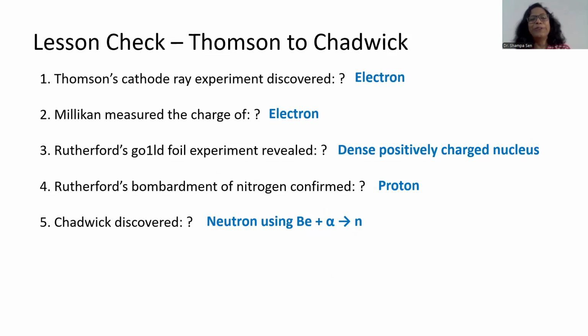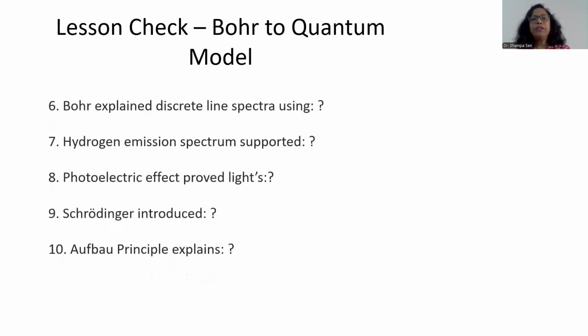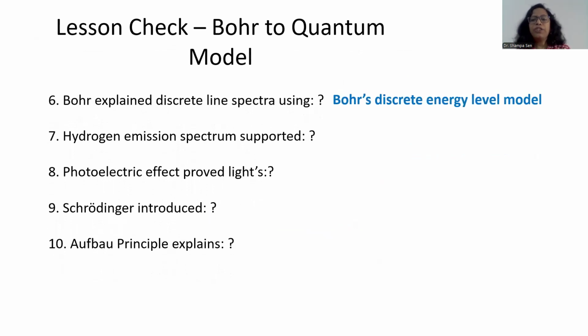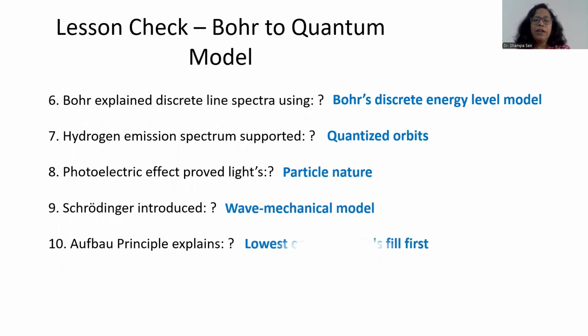It is Rutherford's gold foil experiment. So what did it reveal? A dense positively charged nucleus. Rutherford's bombardment of nitrogen: what did it confirm? The presence of the proton. And Chadwick discovered the neutron using beryllium. He bombarded alpha particles at a beryllium target, and the emitted particle was found to be a chargeless neutral particle having mass the same as a proton. It was named the neutron.